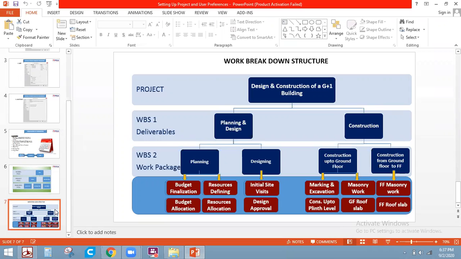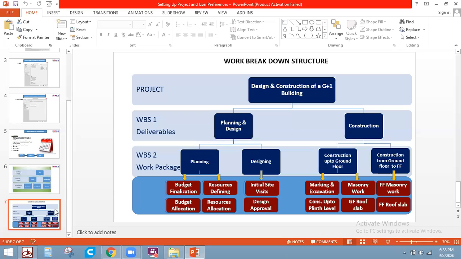Comparing this slide with the calendar slide, which pool comes in design and construction of the G+1 building? You want me to repeat the question? Comparing this slide with the calendar slide, which pool comes on planning and WBS 1? Project pool, right?